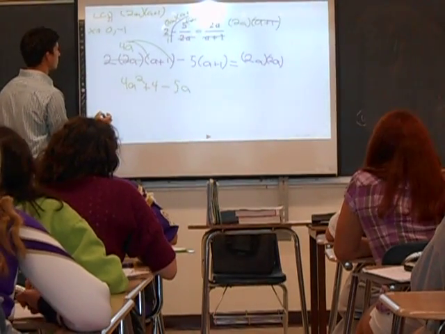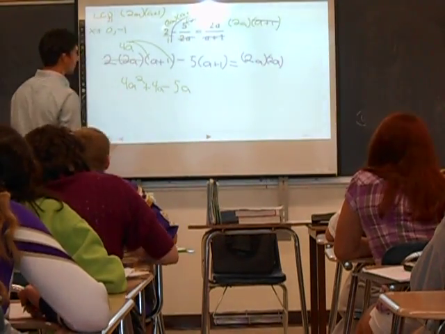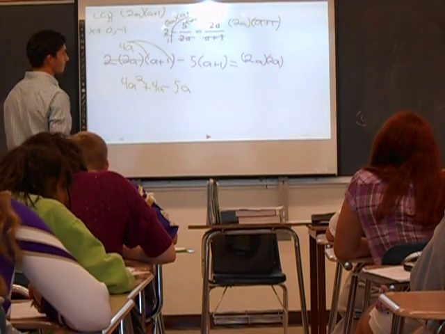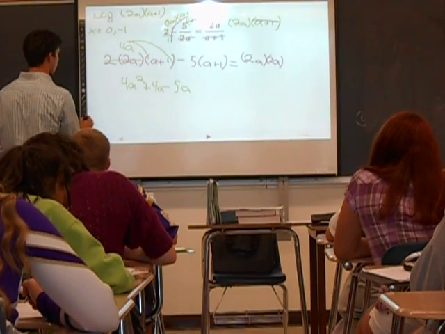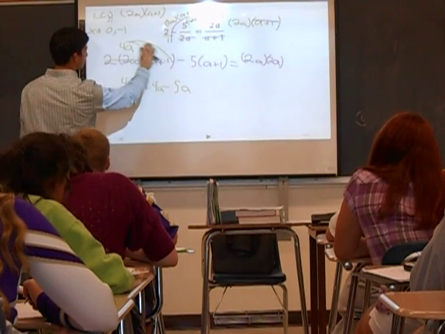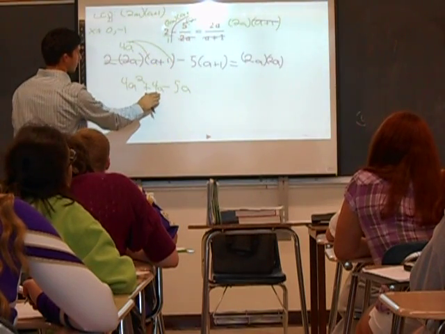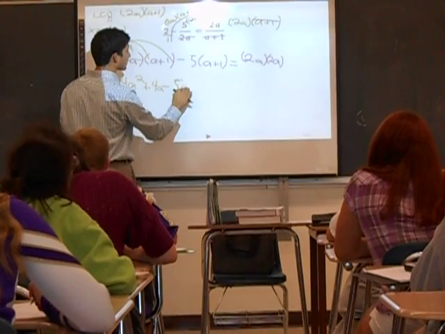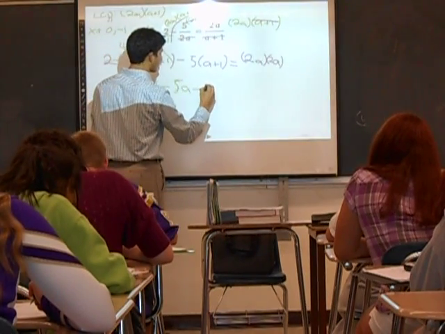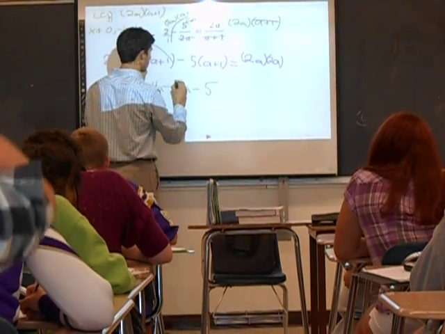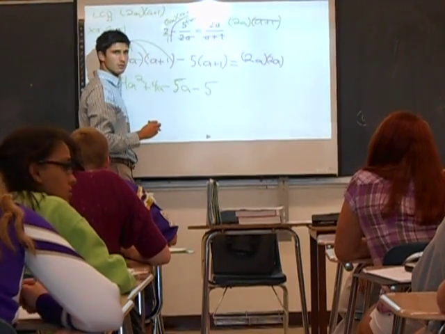Is it really? Oh yeah, it's just a. Oh, you're right. Okay, thank you. All right. No, for the first thing, 4a squared plus 4a. Okay. Here we go. Okay, so then we go minus 5a minus 5. Right?